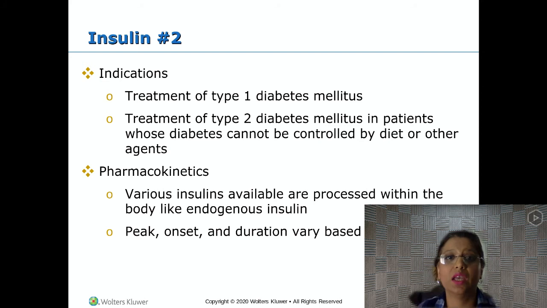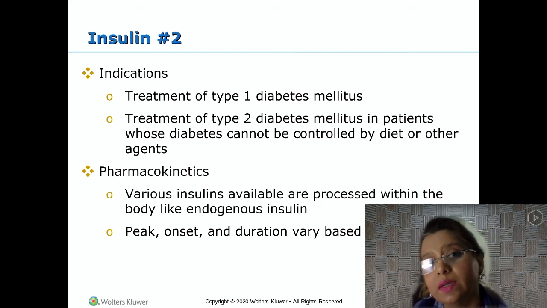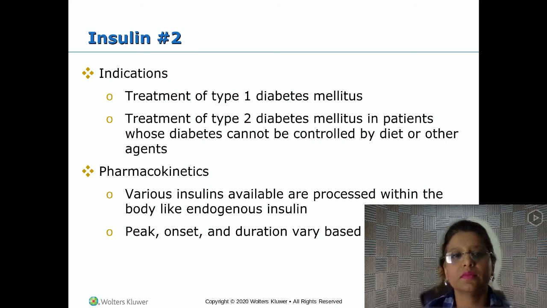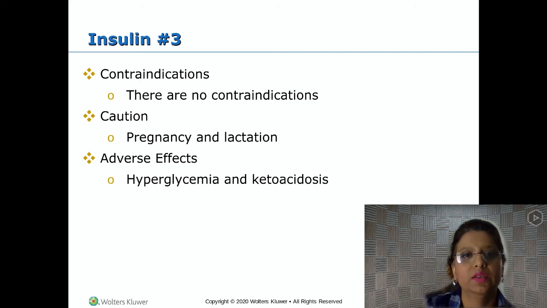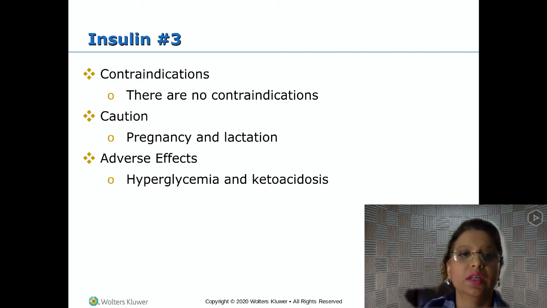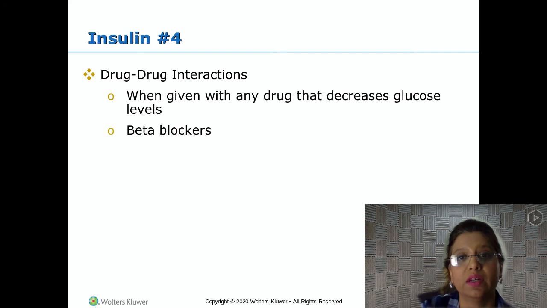Insulin could be used for type 1 and type 2 both, and there are times when insulin doesn't work as much. We also give oral hypoglycemic agents. So it is important to know whether a patient is pregnant, lactating, has any contraindications, any allergies, or any severe baseline conditions before we start giving them insulin.